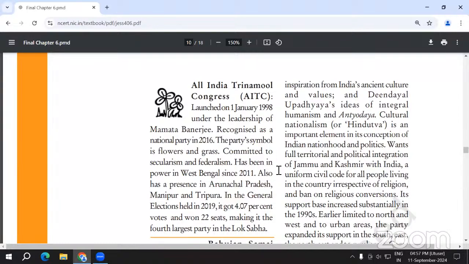Now, the next point is the uniform civil code. Have you heard about the uniform civil code? Anybody? Yes, sir. Yes, ma'am. What is that? Will you tell? Same laws for every religion, including for marriage and everything. Yes. Different religious people have their own marriage laws, and different customs and practices for everything. According to this political party, every religious group should follow the same civil code.